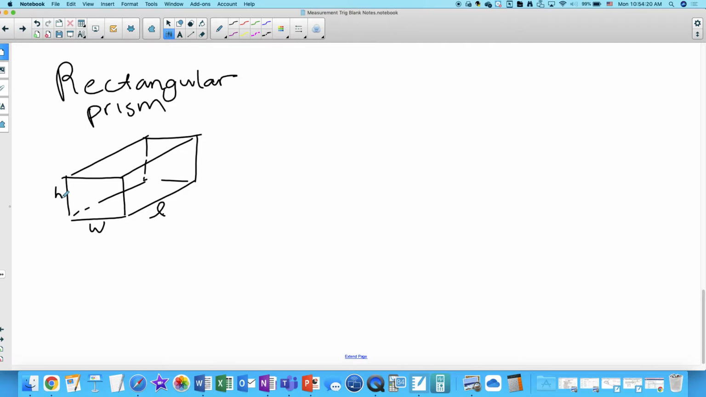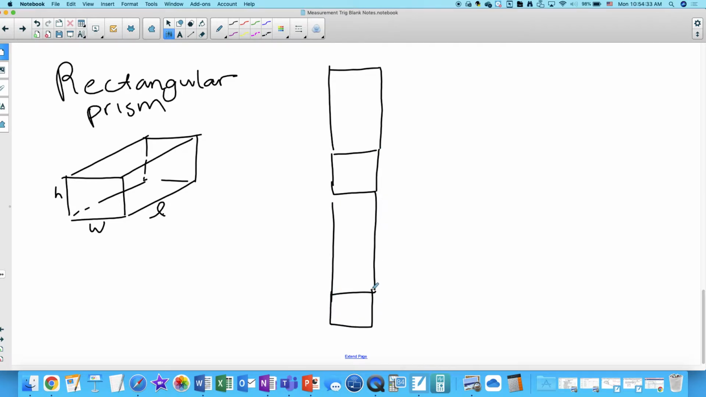Okay, and if I unravel this, I will essentially have this kind of thing going on. So this is the front and the back, and this is the top and the bottom, and then I've got these 2 sides coming out. There's little flaps on this one, so it's not perfect, but I cut open a box of chalk so you can kind of see what I'm looking at, okay?